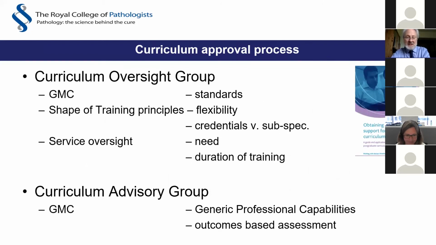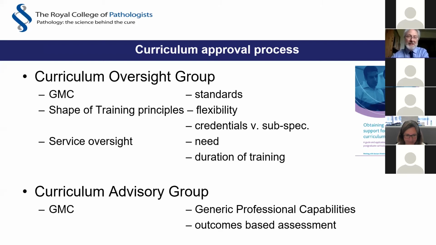They laid out a structure by which the curriculum would be developed, and this was a two-stage process. The first was a curriculum oversight group, which had input from 3 areas, all with different agendas. The first of these was the GMC, which was interested in standards. Then there was an input from Shape of Training, seeking to achieve that. And the third was input from the service providers and the educators, such as Health Education England. And I've put the particular interests of these 3 agendas as they impacted us.